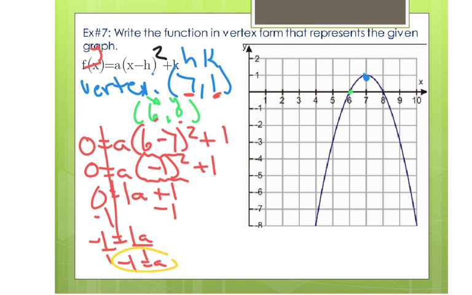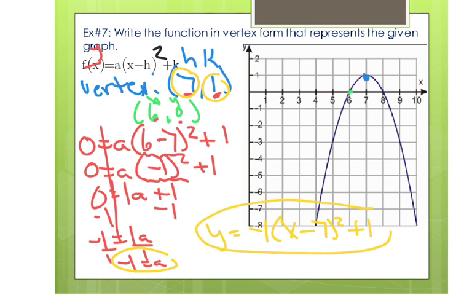So there's our a. So our equation would be y equals, our a is negative 1, times the quantity of x minus your h, which was 7, squared, plus your k, which is 1. If you look at that, that makes sense. Your a has to be a negative number, because your graph is flipped upside down.